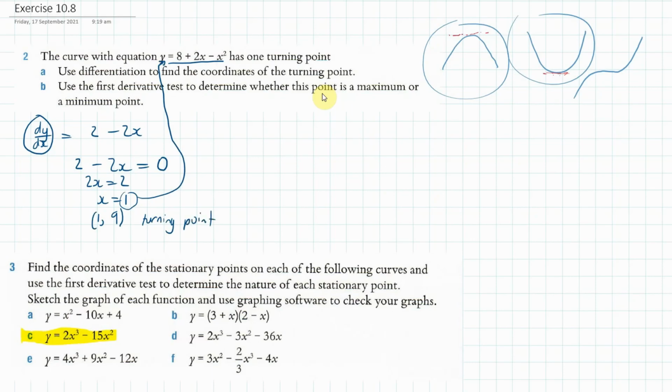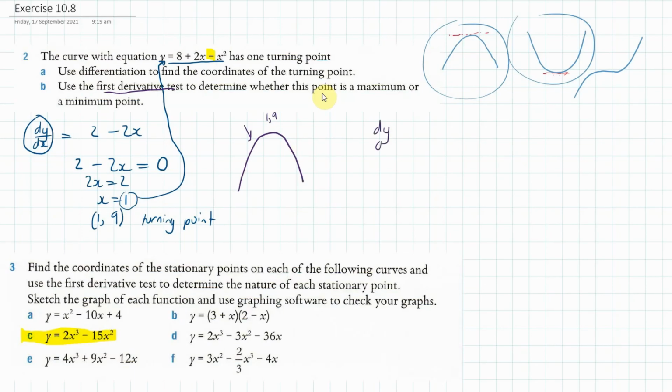Now, you already know, because we've got a negative x squared graph here, that what we've got is a maximum point. But we can use the first derivative test to determine this. So what we do here is we put in a value before x equals 1. Remember that 1 comma 9 is our turning point. So we could put in a value of 0 here and find out what our gradient is.